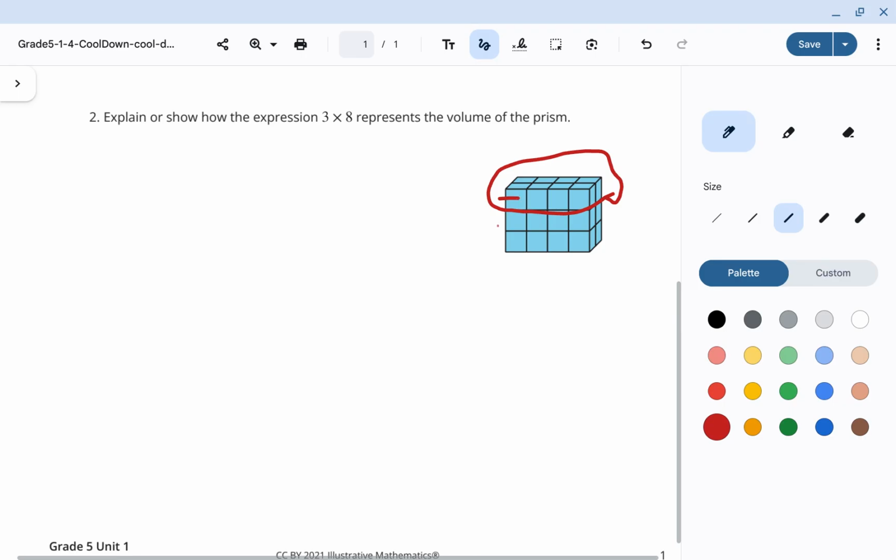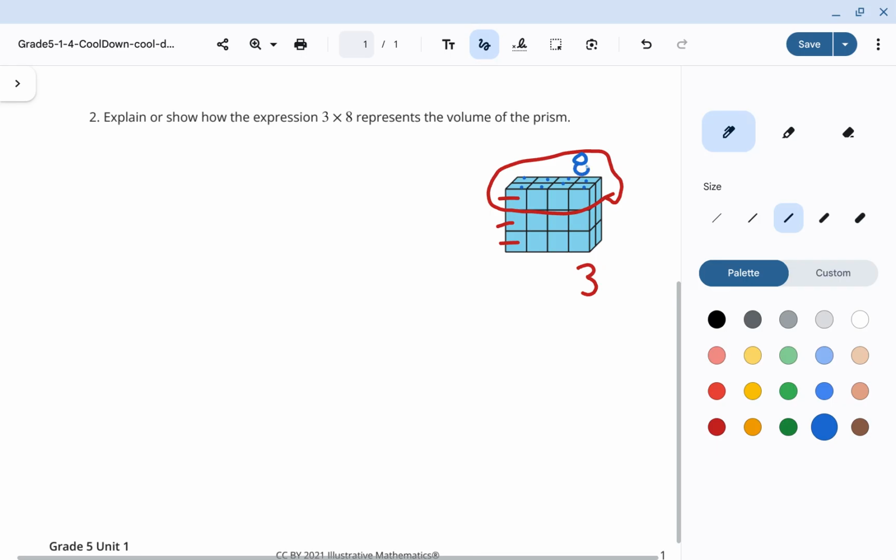We're going to have a top layer. We're going to have a middle layer. We're going to have a bottom layer. So that is the 3 layers in the structure. Now I can determine exactly how many cubes are in each layer. I have got 1, 2, 3, 4. There we go, 4. Let's see, 5, 6, 7, 8. So each layer is going to have 8 cubes in it.